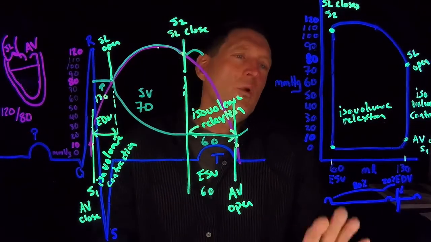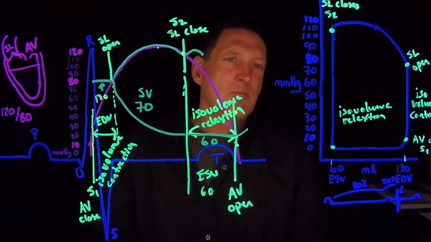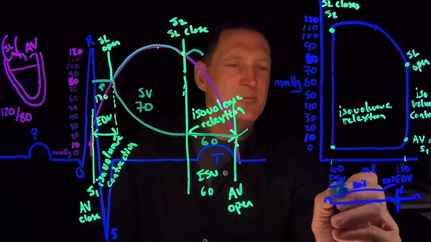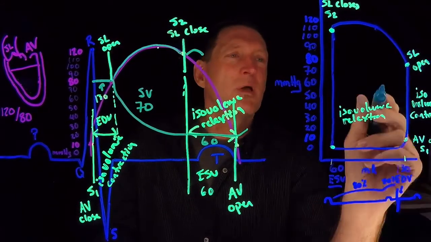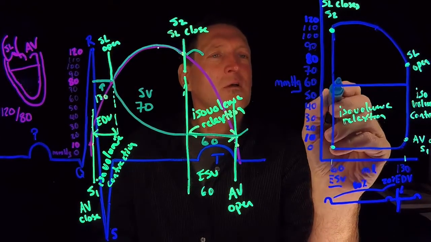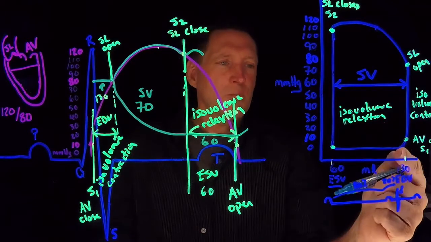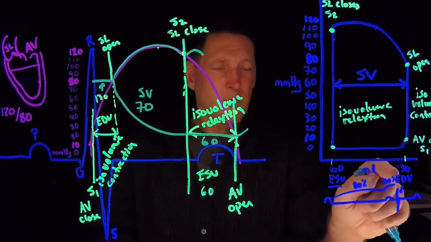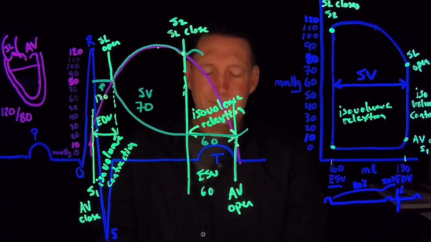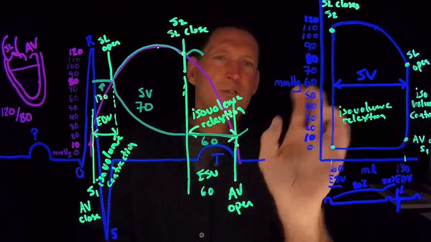Now, when I look here, I've got some values represented. I have my ESV and I have my EDV, but where's my stroke volume? My stroke volume is from here to here. So there's my stroke volume. That's how much I push back. That's 70 from 130 to get back to 60. Now let's talk about changes in this.